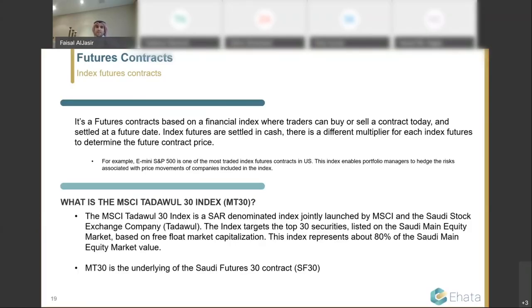So what is the underlying? It's the MT30, that is the MSCI Tadawul 30 index. It's a Saudi Riyal denominated index, jointly launched by MSCI and the Saudi Stock Exchange Company, Tadawul. It targets the top 30 securities in the Saudi market. An important thing here is that it represents about 80% of the Saudi main equity market value. The code of the future on the index MT30 is SF30.